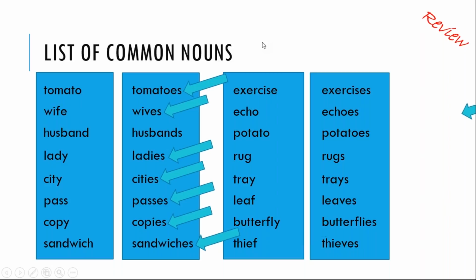We had a lot, right? So I'm going to read them again slower. Listen to the pronunciation. Tomatoes, wives, husbands, ladies, cities, passes, copies, sandwiches, exercises, echoes, potatoes, rugs, trays, leaves, butterflies, thieves. There you got it.